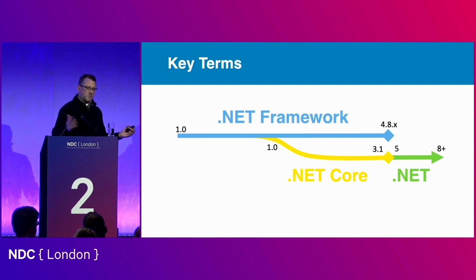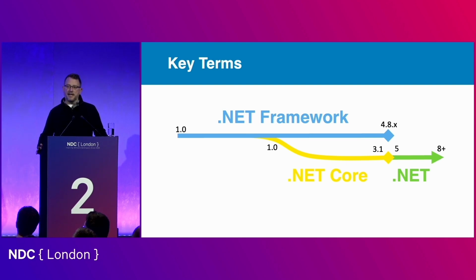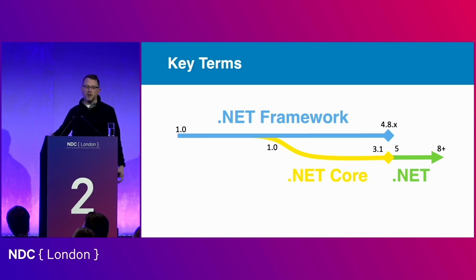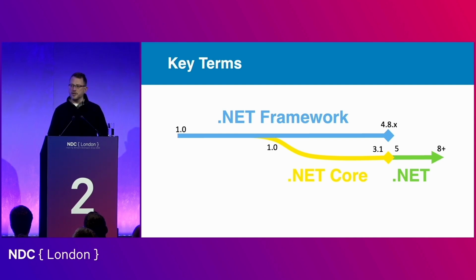And right about the time .NET 5 came out, it was announced that .NET Framework was going to be maintained, supported, but no new development. So nothing new. There's not going to be a 4.9 or anything like that in .NET Framework.